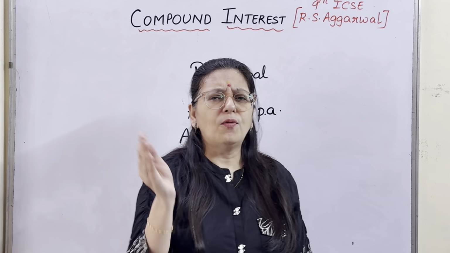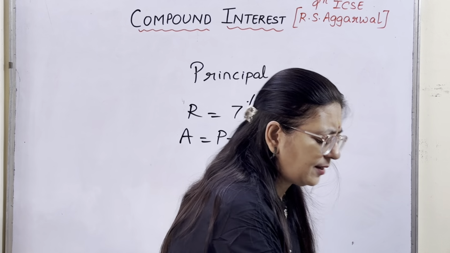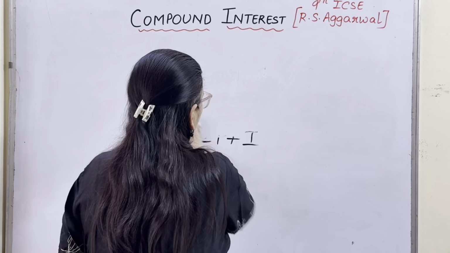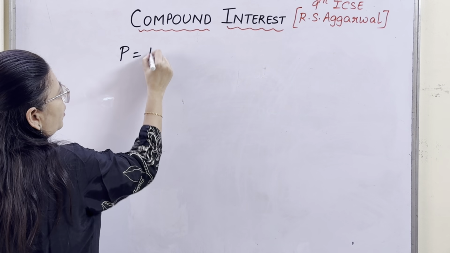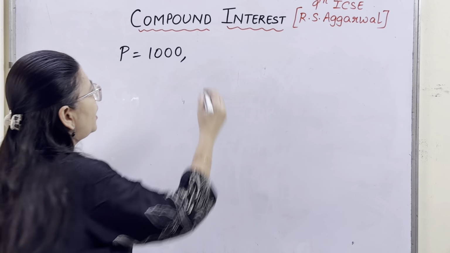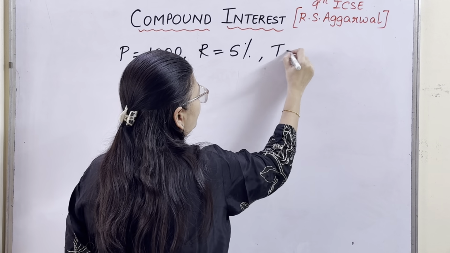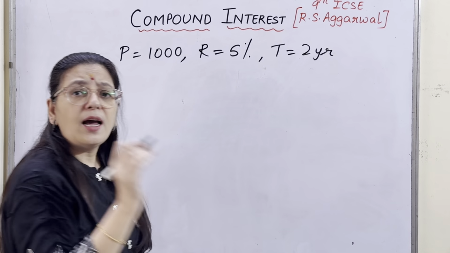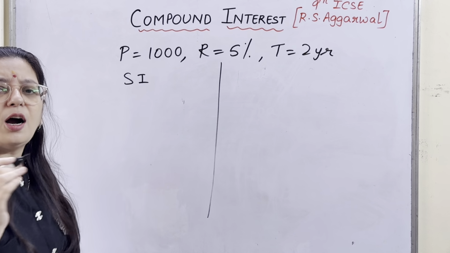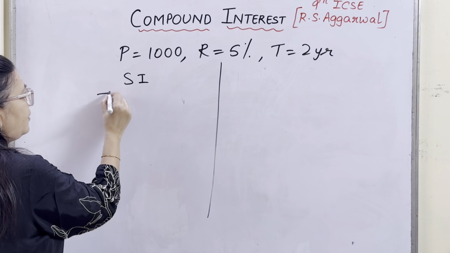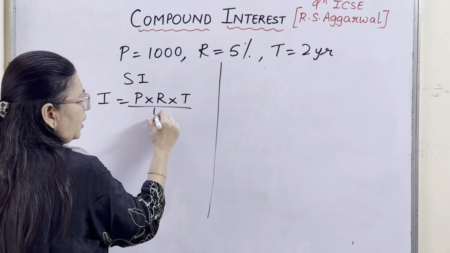Now, what is the difference between simple interest and compound interest? Let's take up an example. Say for example, the principal borrowed is 1000 rupees. Rate is say 5% per annum and time is 2 years. As per simple interest, how do you find the simple interest? Interest is principal into rate into time upon 100.